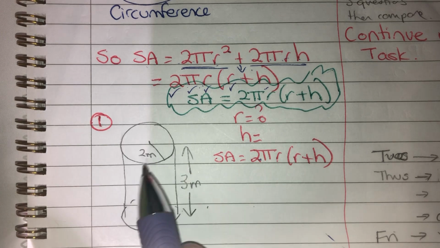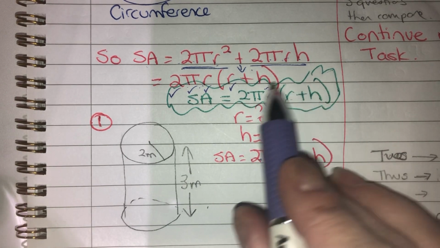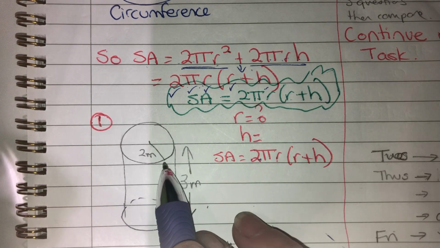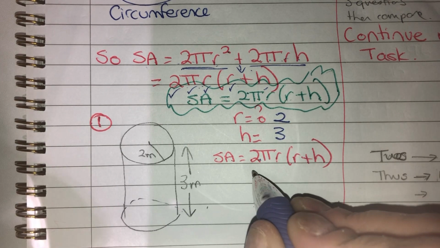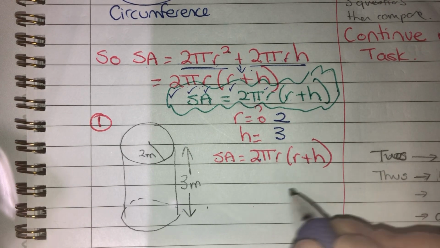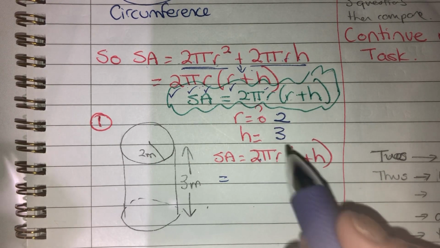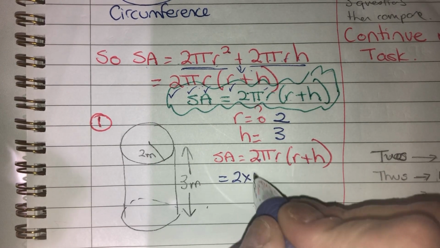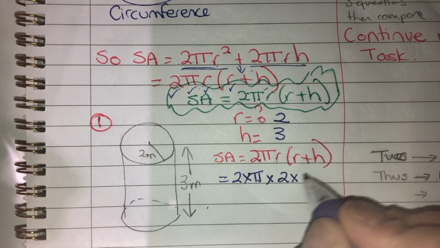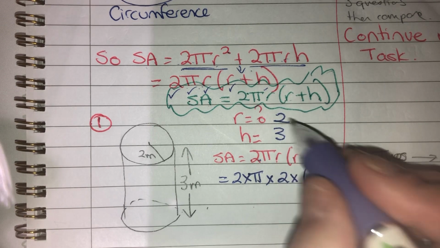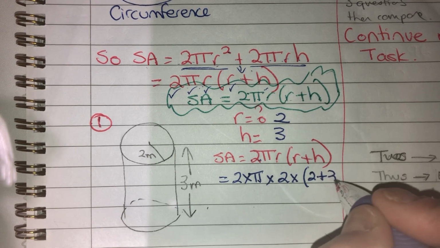Okay, so having a look here, we need to know the radius and the height. That's all you need, and then you can work it out. So radius in this case is 2, and our height is 3. Our formula is 2 pi r bracket r plus h. So we're just going to substitute the r and the h in. We're going to have 2 times pi times radius, which is 2, times inside the bracket, radius, 2, plus height, which is 3.